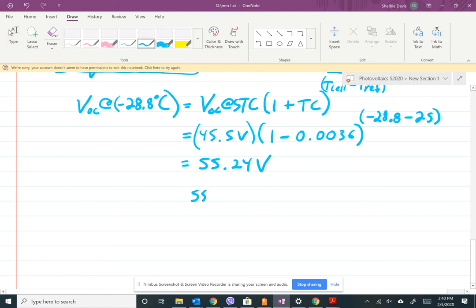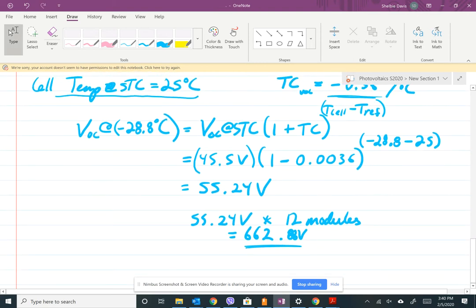So 55.24 volts times 12 modules. What's that? Anybody? Yeah, 662.88 volts. Okay, so that's your voltage coming off your string. And 12 is not an unusual installation. 12 panels is pretty normal.